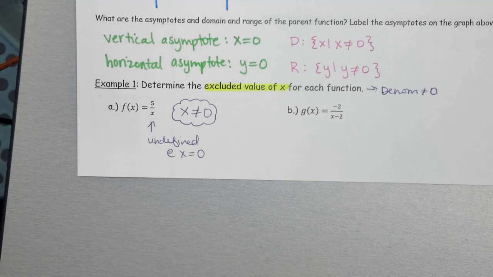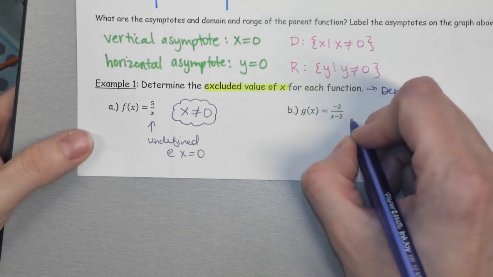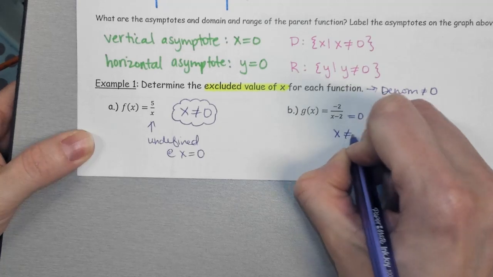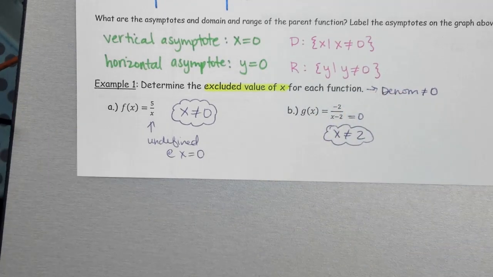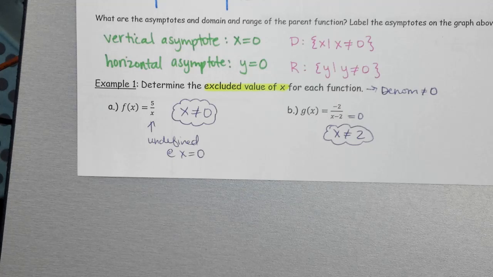So we just find that for part B. All right, so then for this one, x cannot be 2. It's just what makes that value undefined.